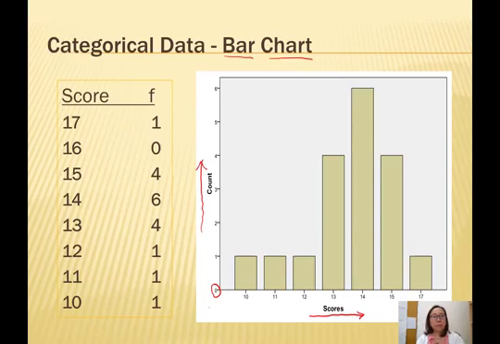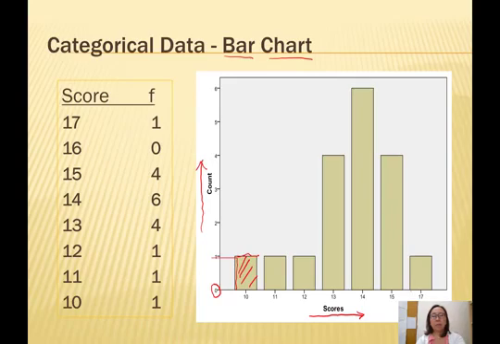So the score 10 has a frequency of 1. And so here it is. This bar represents the score 10. And then score 11, 1. The score 12, the frequency is 1 again. So they're all the same height. And then 13 goes up to 4, 15 up to 6, then back down to 4.